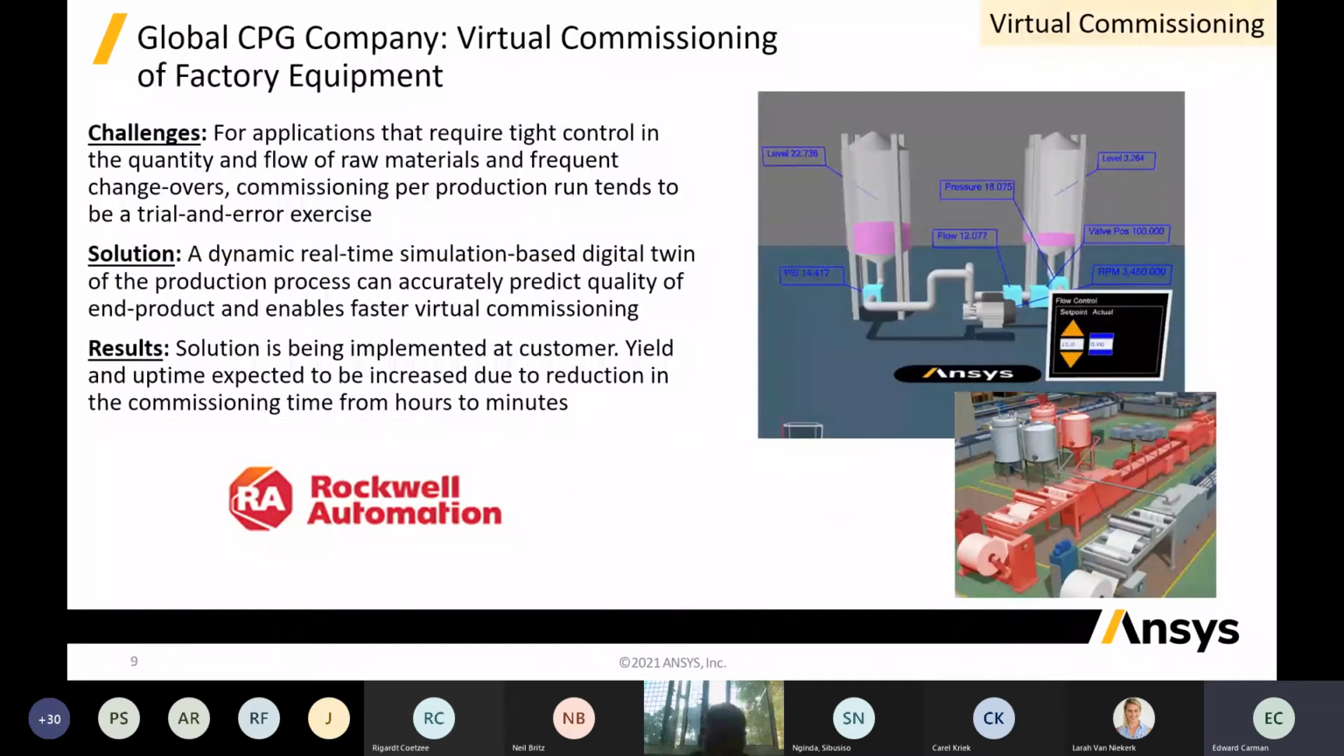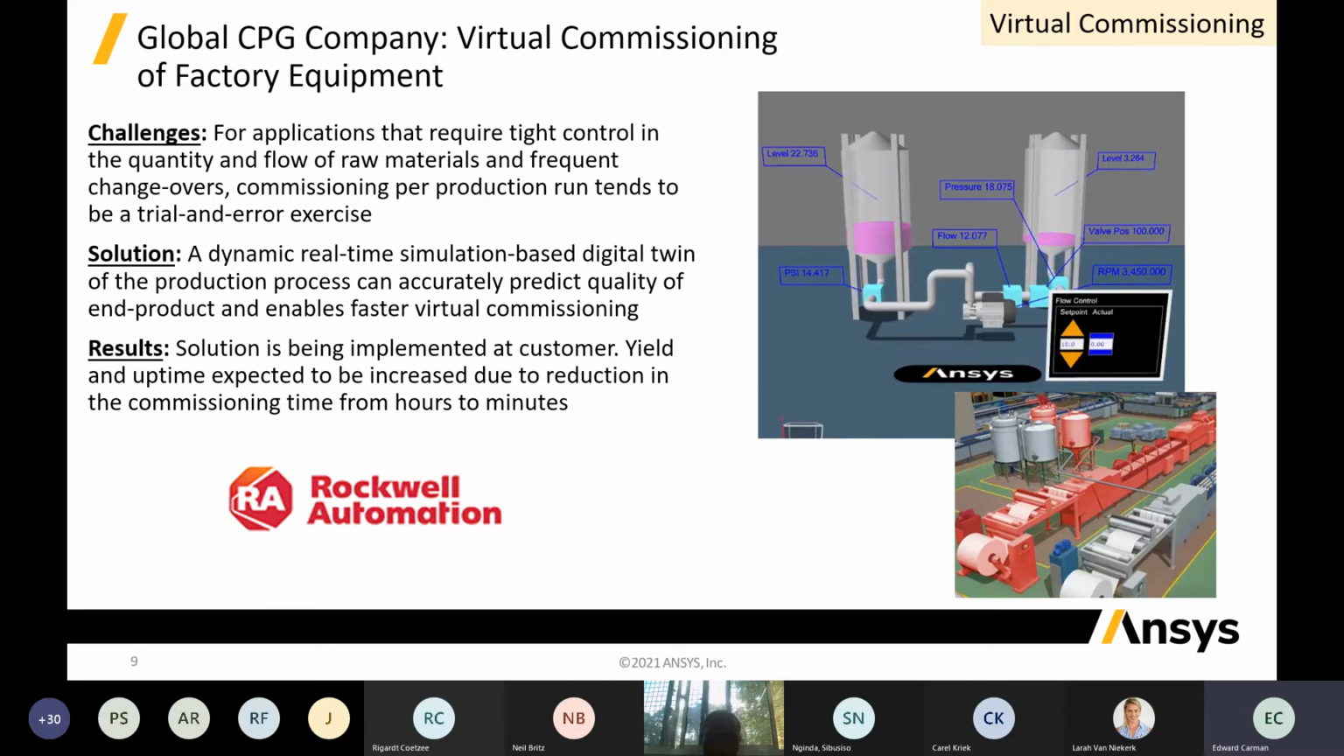So before we look at TwinBuilder itself, just a quick touch into one such example. This was work we did with a consumer packaged goods company, and they're looking at virtual commissioning of their factory equipment. So the problem is that they have a production line that they can change over from, for example, producing hand soap to producing shampoo. And they need very tight control on the quantity and flow of the raw materials. So when you change from soap to shampoo, your mixes change, and they change quite often to different lines. And the problem is every time they do that, they have a bit of a trial and error exercise.